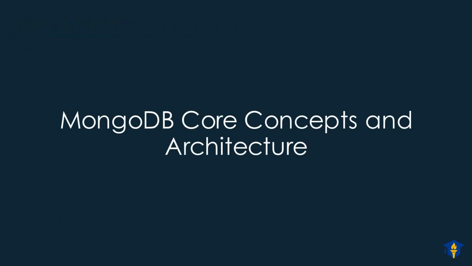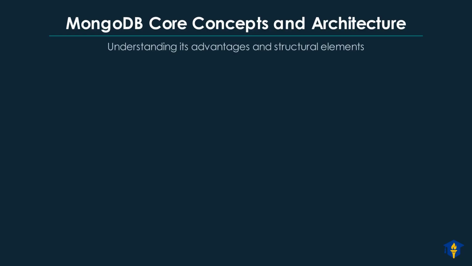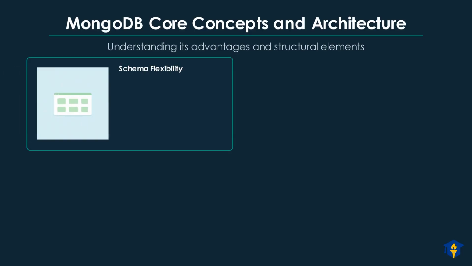Alright, let us now delve into the core concepts and architecture of MongoDB, exploring its fundamental building blocks and how it operates. We will understand its significant advantages and then look at the various structural elements that make up a MongoDB database. First, let's discuss one of MongoDB's key benefits, which is its schema flexibility, a departure from traditional relational databases. This means that individual documents within a collection do not need to share an identical set of fields.